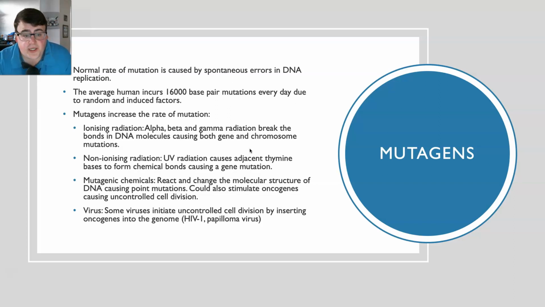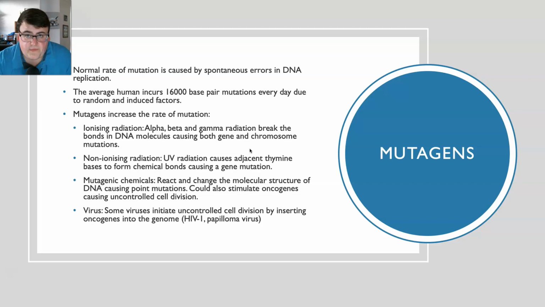We also have mutagenic chemicals. Mutagenic chemicals are chemicals that react and change the molecular structure of DNA. Generally, that will cause point mutations. The problem with these types of mutations is they can also stimulate oncogenes and proto-oncogenes, which will promote that uncontrolled cell division like we talked about last week.